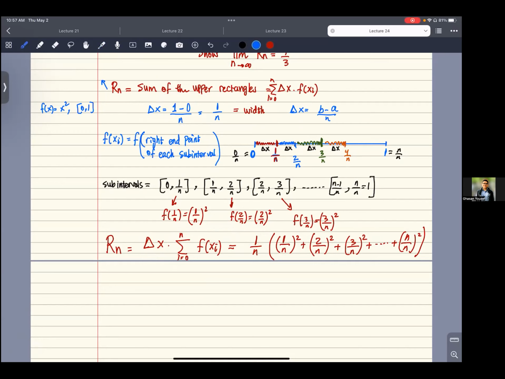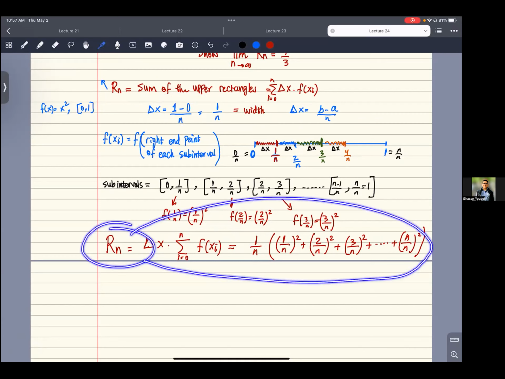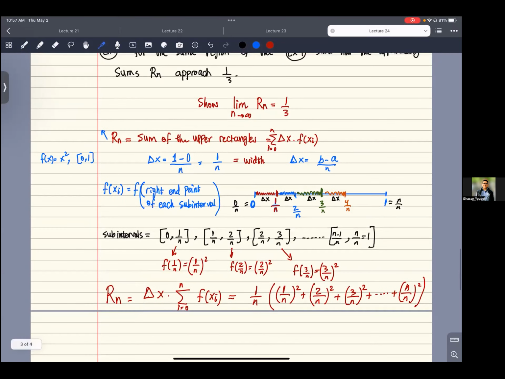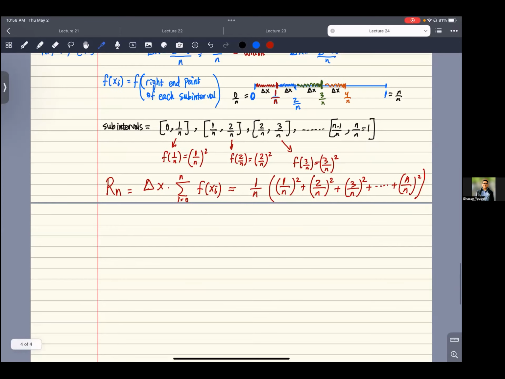I'm going to simplify it now. I'm going to simplify r of n to show you. Then I'm going to take the limit of r of n when n goes to infinity to show you that it equals 1 over 2. This value. Okay, I'm going to do it step by step to show you exactly.